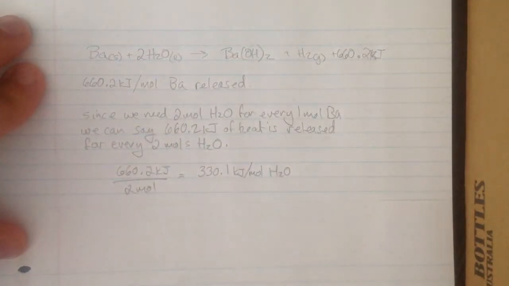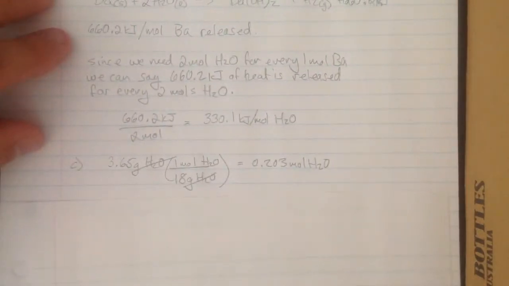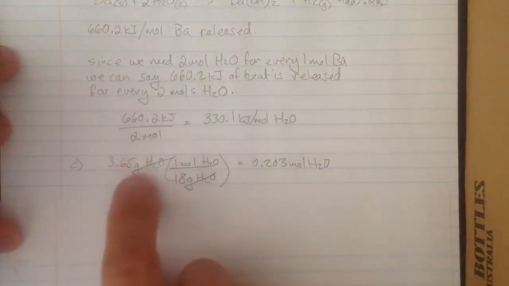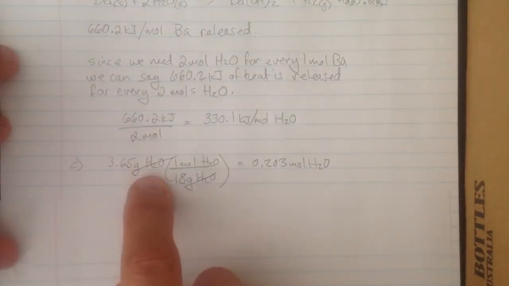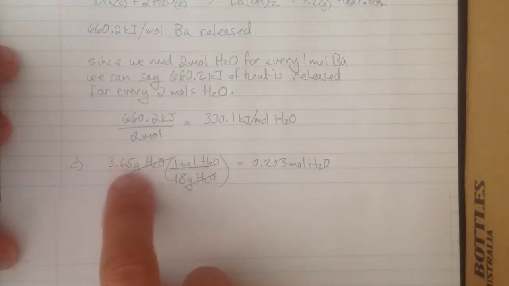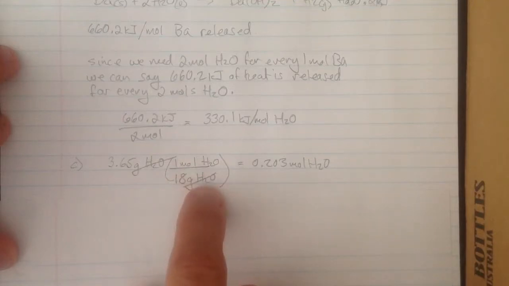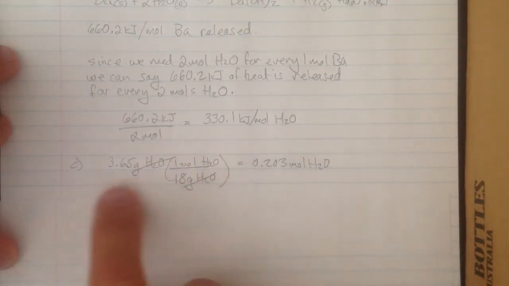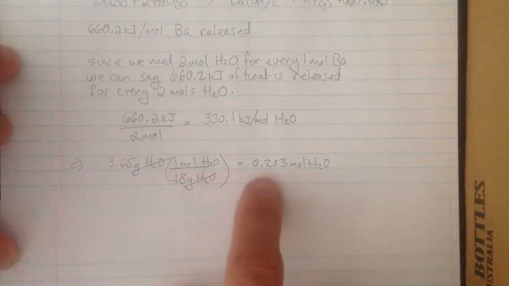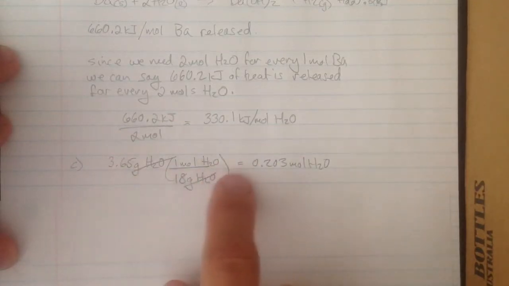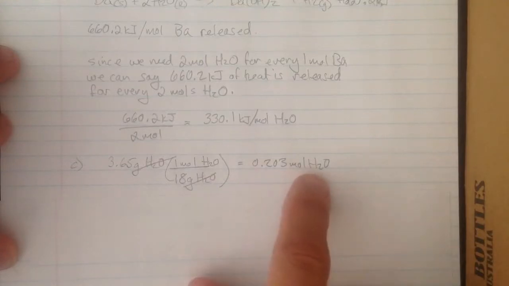Okay, so question C is then asking, what if you had 3.65 grams of water to react? Well, we know that 3.65 grams of water times the mole ratio of 1 mole of water over 18 grams of water, which is the molar mass. So 3.65 divided by 18 gives us 0.203 moles of water. So 3.65 grams of water translates to 0.203 moles of water.